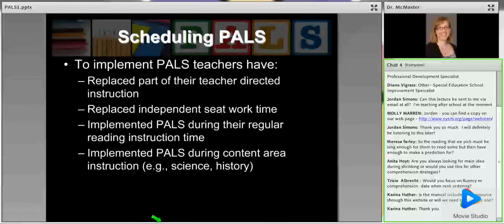Some teachers have done PALS during their content area instruction, so like during science or history. PALS can be done with content text, and when we get into the specific activities over the next few weeks, I can talk with you about what that might look like, but it can be done with science, history, other kinds of content area text, so you could do it during that instruction if there's important reading material for kids to be reading.